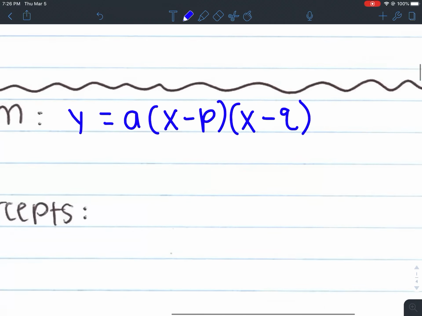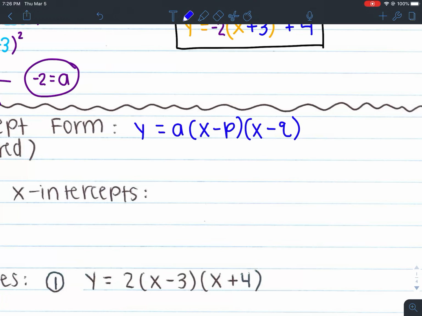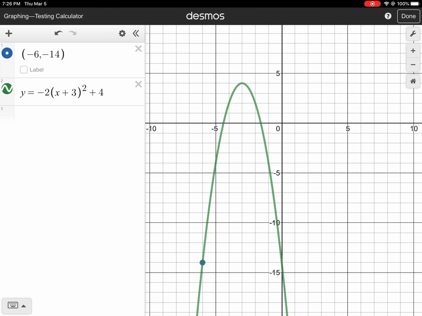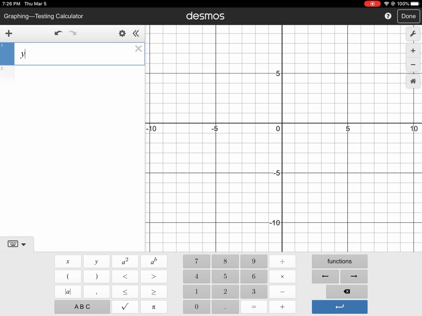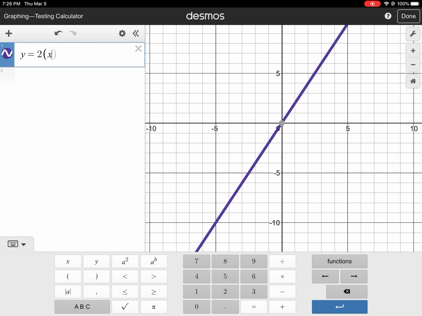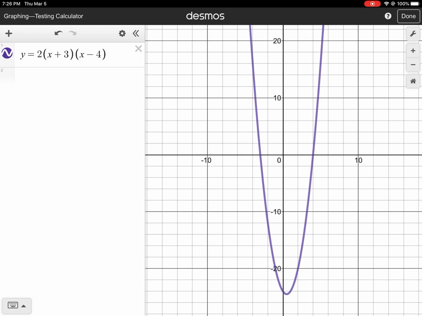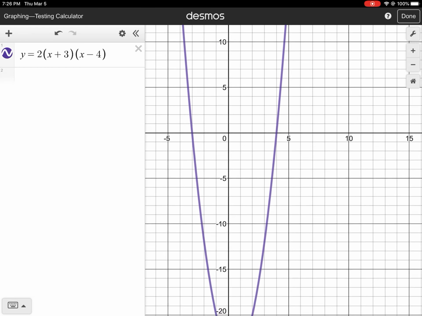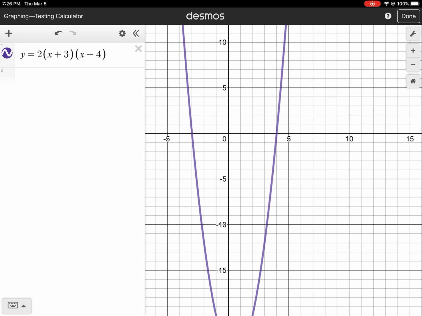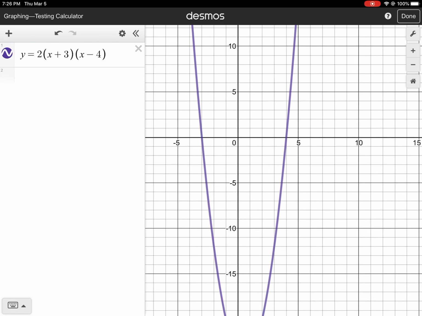You have x's. So I'm going to show you what this looks like in Desmos, okay? So I'm going to write down a random equation. Y equals 2 parentheses x plus 3 and then x minus 4. Okay, so notice that the equation I wrote is in intercept form. It kind of looks like when we would factor it. Well, this is my quadratic. Let's tap on my x-intercepts, my solutions here, and I tap on both of them.